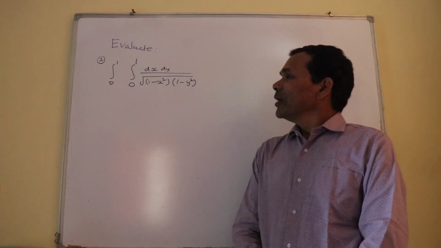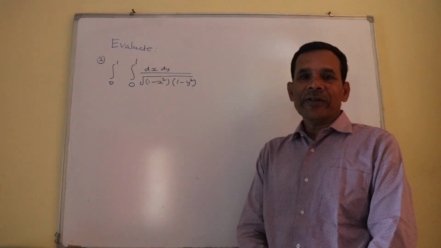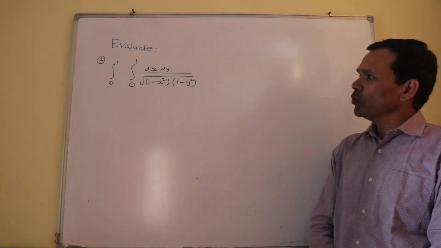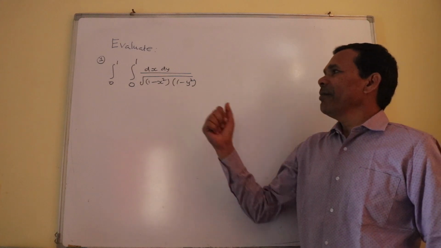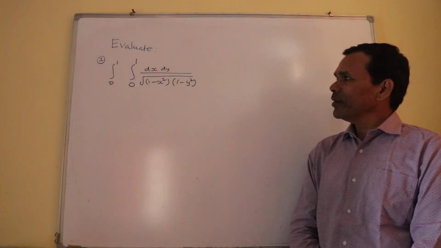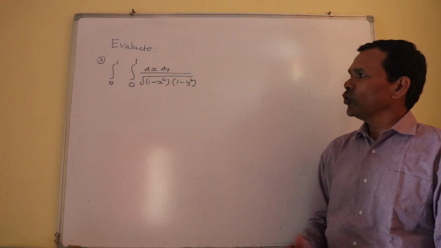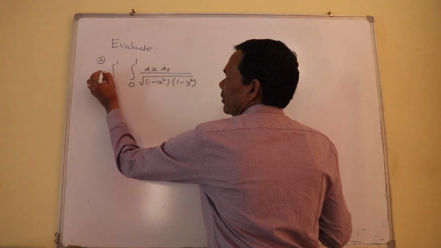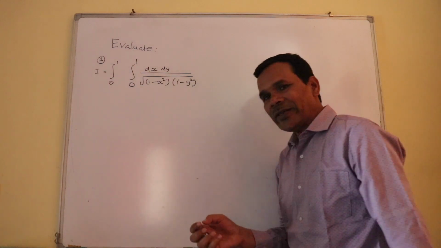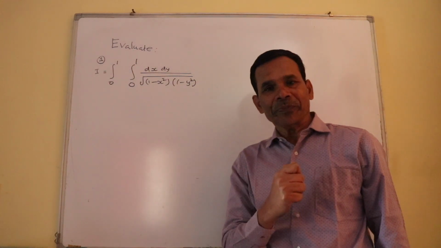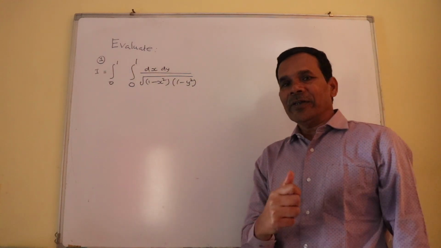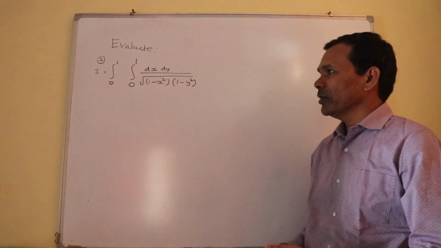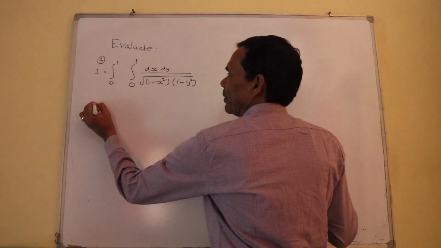Now I'll see some illustrated examples to evaluate double integrations. So the first example: the integral 0 to 1, dx dy divided by root of 1 minus x square into 1 minus y square. Now this integral I would like to evaluate. The limits are constant. As I said earlier, we have seen 3 cases to evaluate the double integration. So this is case number 3, limits are constant, so we can put this in variable separable form.